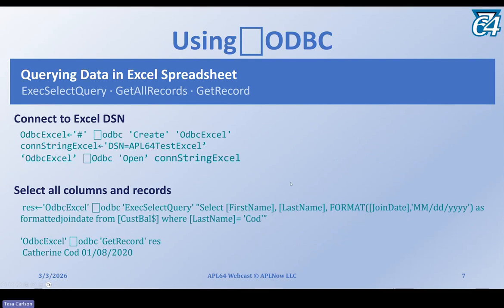For Quad ODBC, it doesn't have to be Microsoft Access. You can also create a DSN or connect to Excel. There's a Microsoft Excel ODBC driver for that. And this is an example of how you can connect to an Excel workbook and select data from a worksheet.